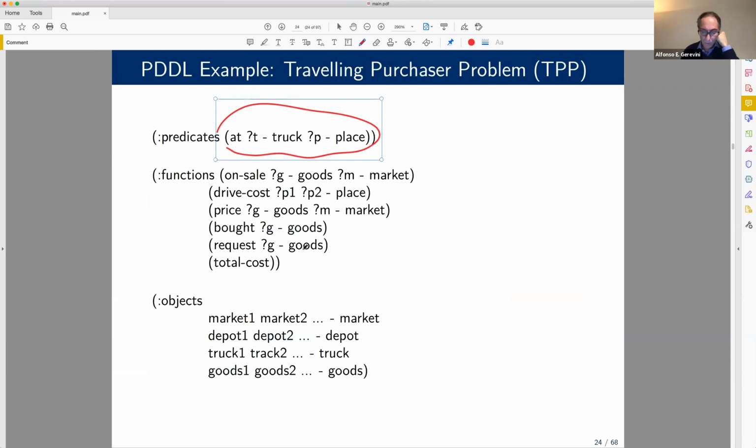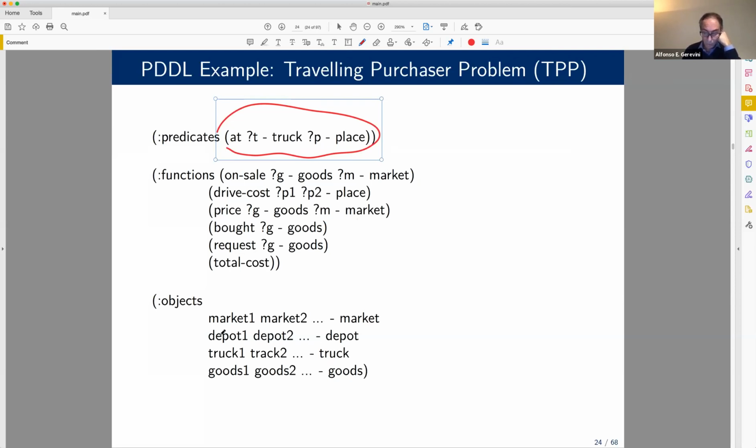And we have 6 numeric variables with parameters, saying, for example, on sale, good, market, says the amount of the good that is sold by the market, the driving cost from one place to another place, the price of a good at a certain market, because the same good can have different prices at different markets, the amount of goods that has been bought by the agent so far, the request of the good that we have to satisfy, and the total cost that initially is 0.